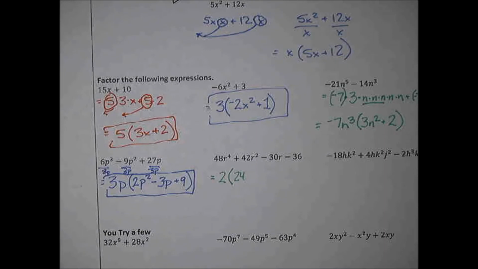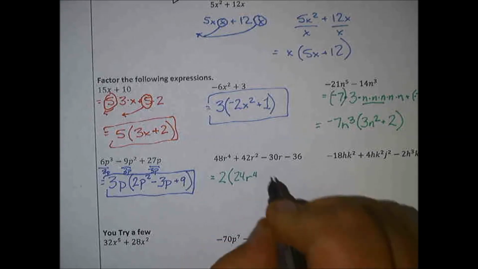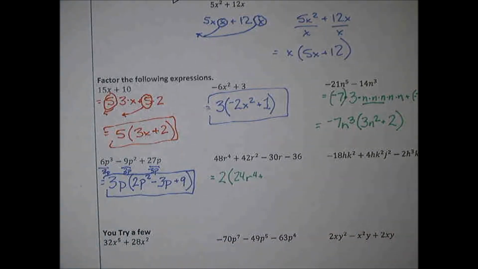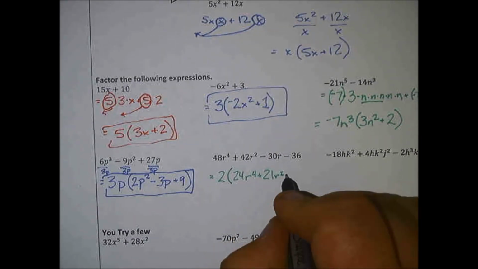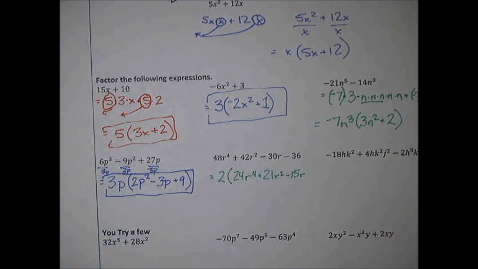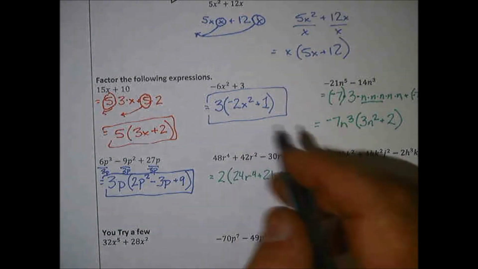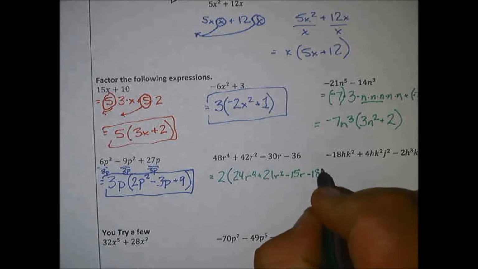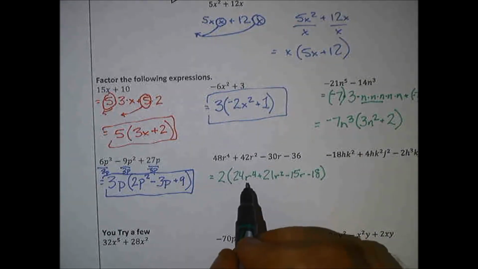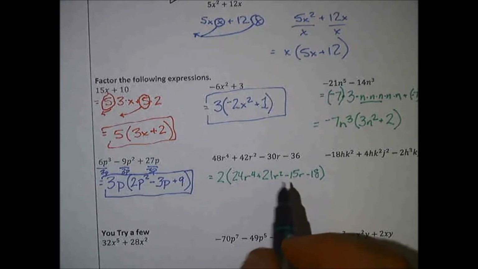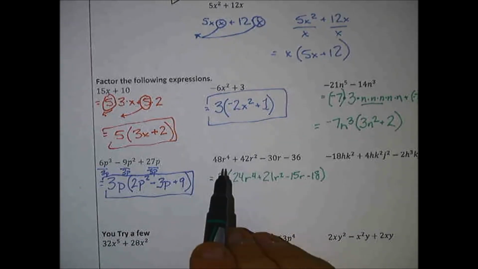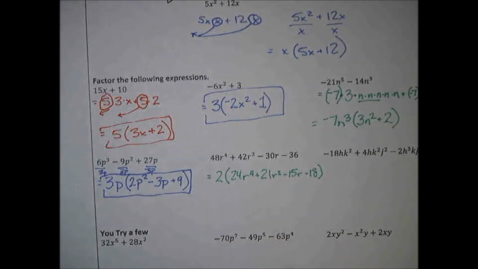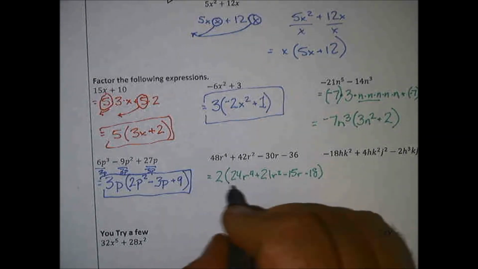I haven't used this calculator since scientific notation. All right, so 24, and that's r to the 4th, plus 42 divided by 2 is 21, r squared, minus 15r, minus 18, just 18. But then what you notice is that they're all still multiples of one other number, and that's 3. So maybe I didn't notice that all these were multiples of 3. Maybe I don't think 48 is a multiple of 3, so I didn't try 3. But I can still do it now.